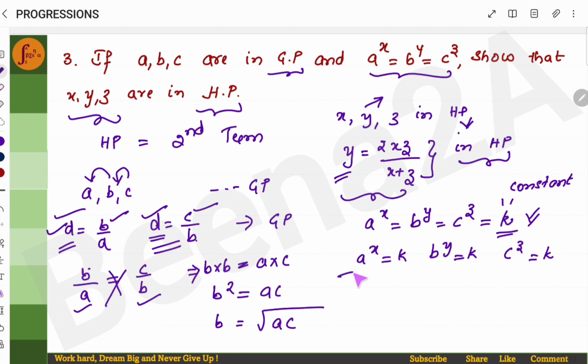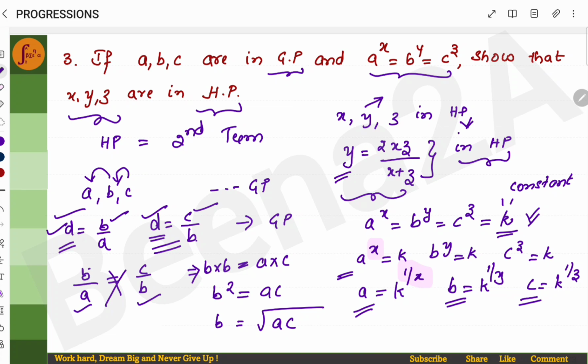Now we'll use the theory of indices, right? As per the theory of indices, we can write this as a is equal to k to the power 1 by x. So I can take this power here, and if I'm shifting it to the other side, it will become 1 by x. Basically, it becomes a reciprocal. When you shift the power from one side to the other side, it's going to become a reciprocal. Similarly, b is going to be k to the power 1 by y. c is going to become k to the power 1 by z. Now we have the values of a, b and c.